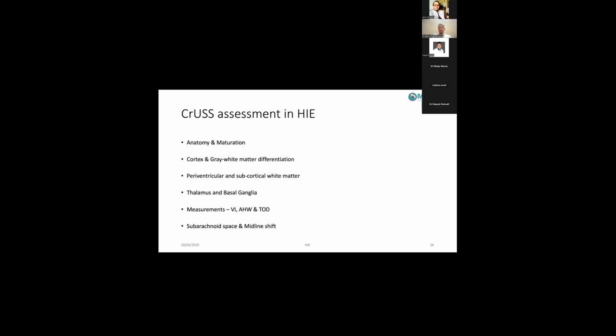We look at the thalamus and the basal ganglia. We do make some measurements like VI, which is ventricular index. I'm sure Alok is going to talk in one of his sessions about how to do the measurements. Anterior horn width, AHW, and TOD, the thalamo-occipital diameter. And we do look at the subarachnoid space and the midline shift that happens because of the cerebral edema as a part of the pathophysiology of HIE.